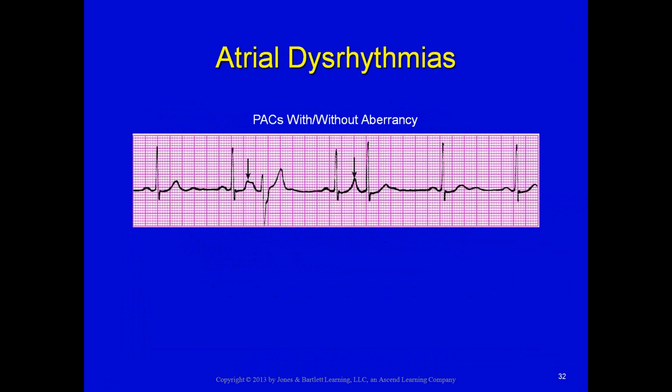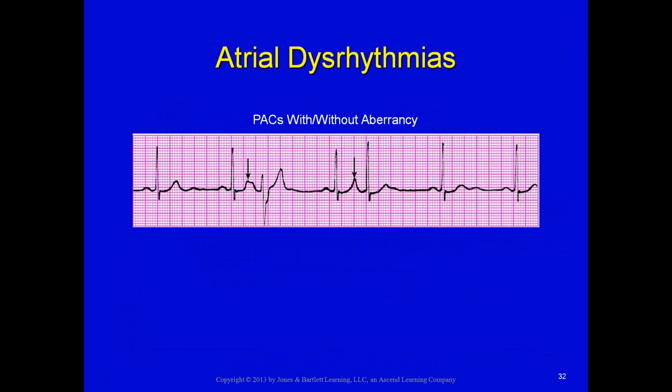Okay? So you can see here that the third and the fifth beat in this rhythm, the third beat is premature. The P wave is in the T. They're pointing to it there. The P wave is in the T. But it's aberrantly conducted because look at that QRS. That QRS doesn't look like the second PAC QRS. It's wide. It's got a little notch in it. And that's because that PAC was aberrantly conducted.